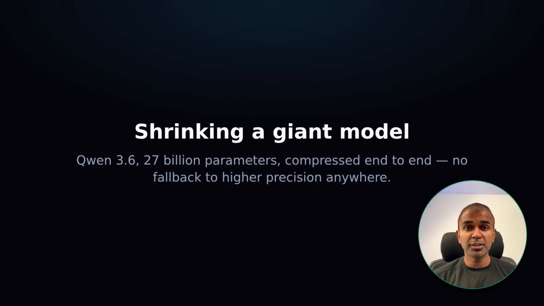In full precision, that model needs about 54 gigabytes of memory. Bonsai compresses every part of it: the embeddings, the attention layers, the language model head, down to 1-bit or ternary weights, with no higher precision escape hatch anywhere in the network.